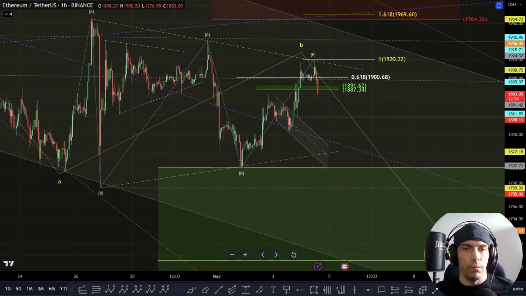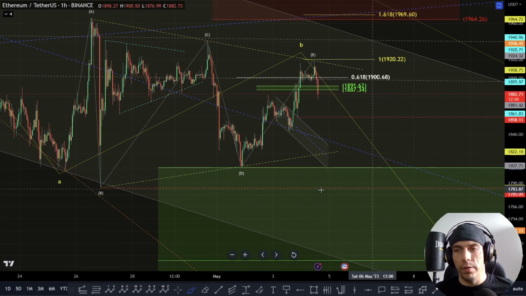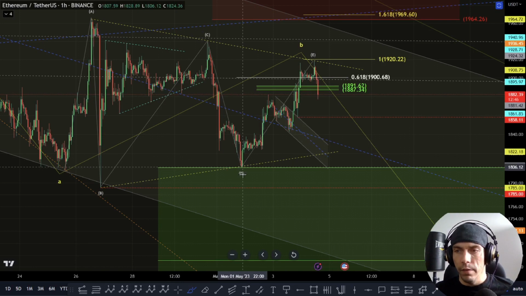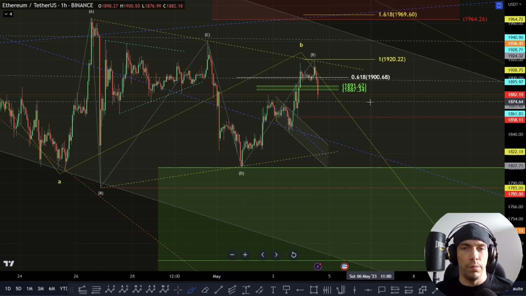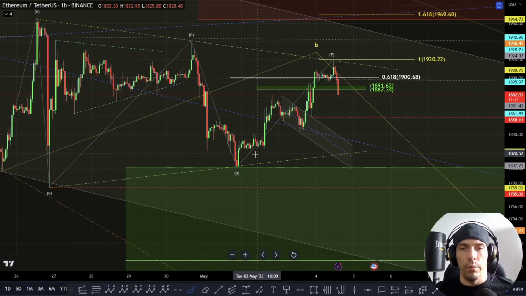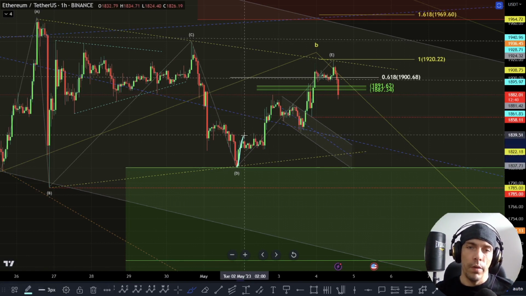get a confirmation. Now, really, confirmation of this as a triangle would only come by taking out this D wave and this B wave low. So that would be this 1785 and this 1806, respectively. And the problem that I have with them, this is the current structure that we have.